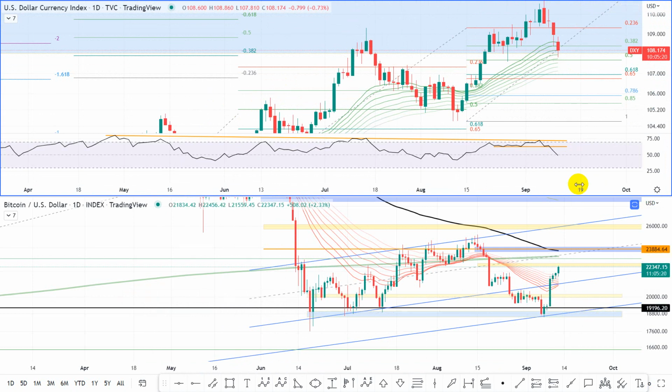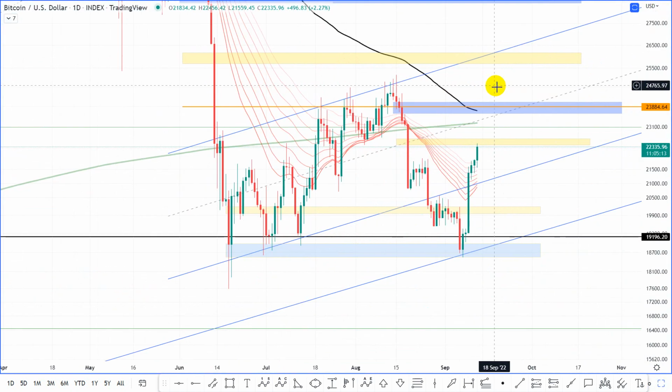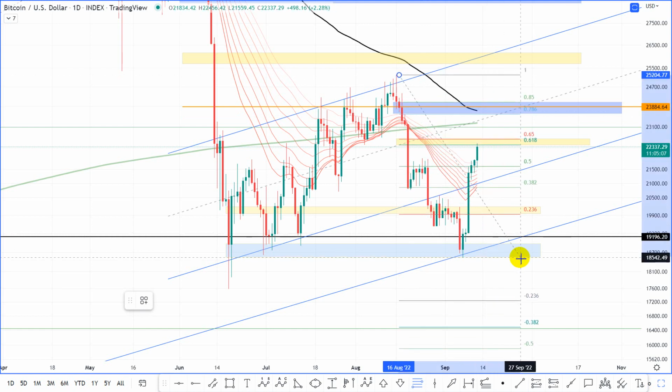That's what happened. But let's assume what's going to be next. First of all, if you look at Bitcoin and measure this fall from the swing high to the swing low with my favorite tool, the Fibonacci retracement, you will notice that it already came to the golden pocket, and there is a little wick forming.